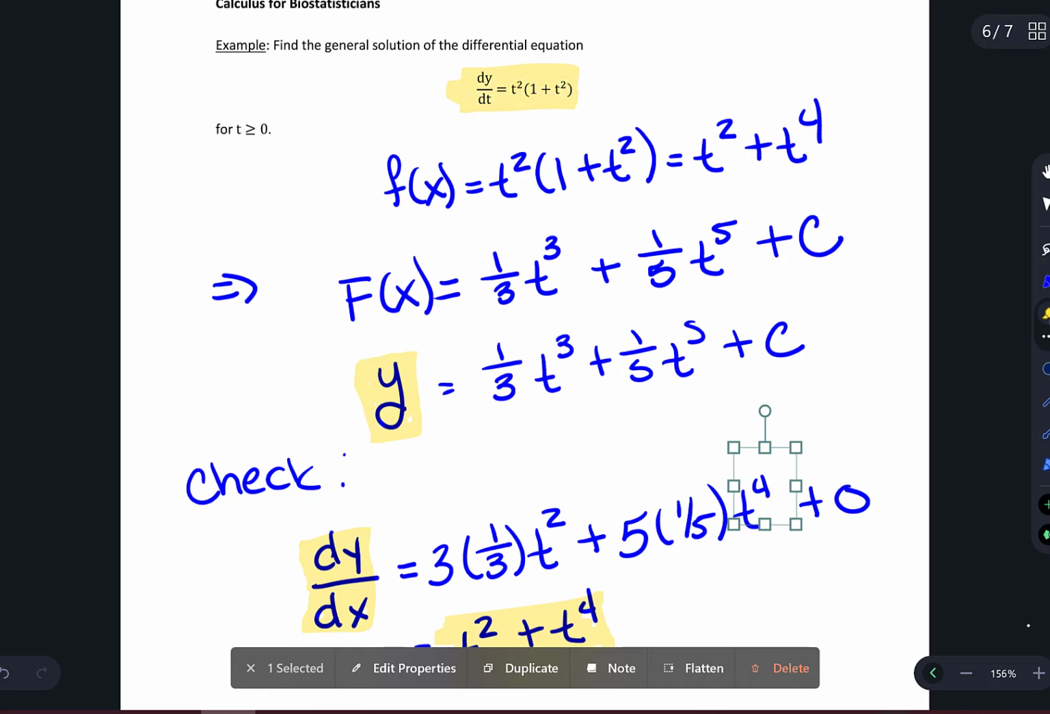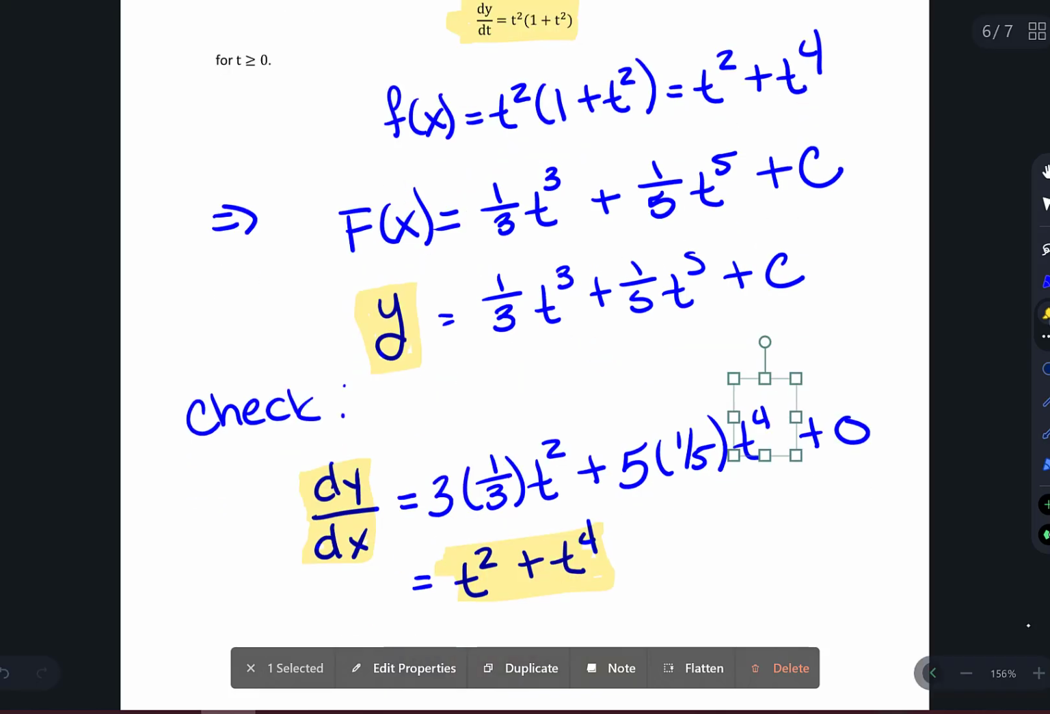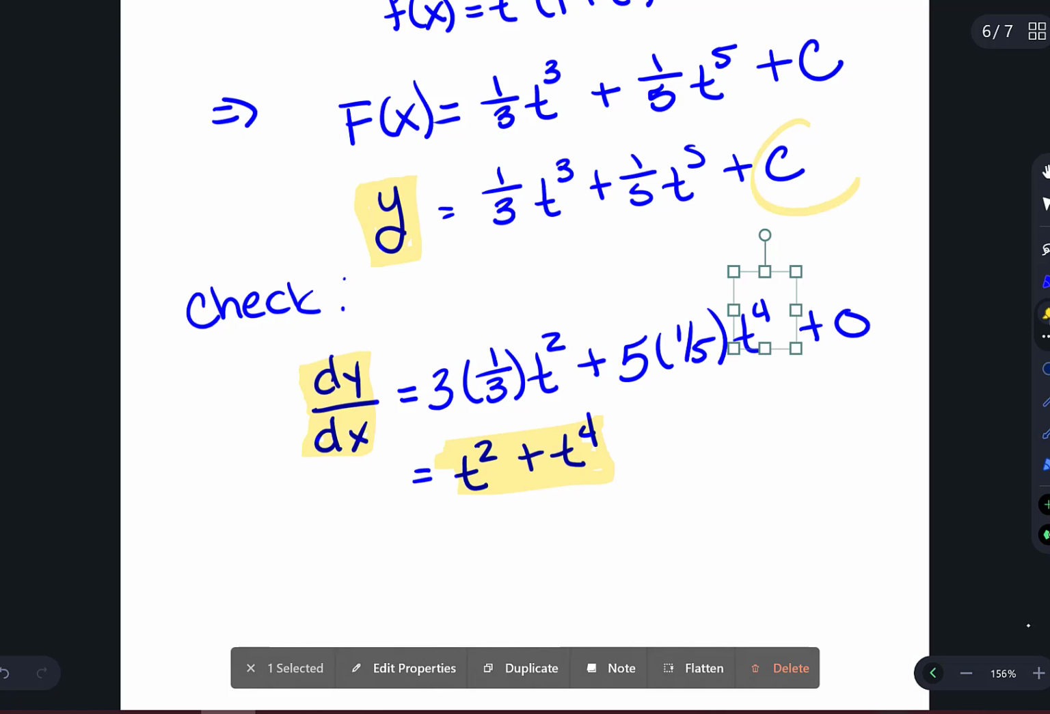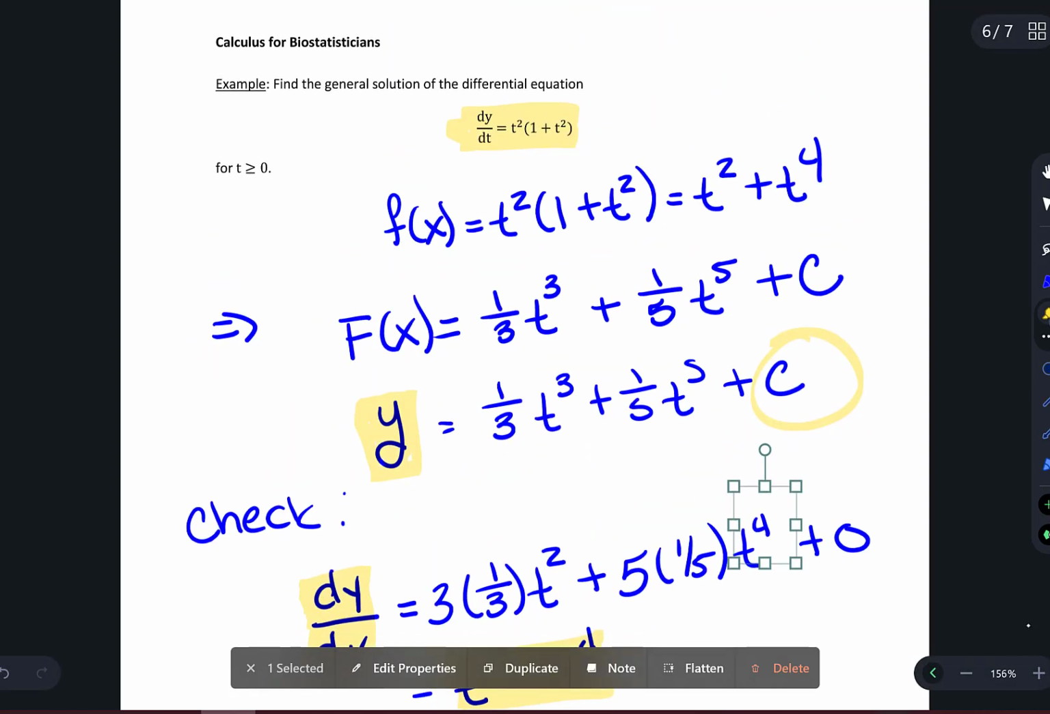So again, the idea with the antiderivative is that you're given the derivative and you're asked to find the function that has that derivative. And when we say the general solution, that's when we're including this c, because we know that there's a whole family of functions that once we take the derivative of it, we're going to get back to that function that we're given.